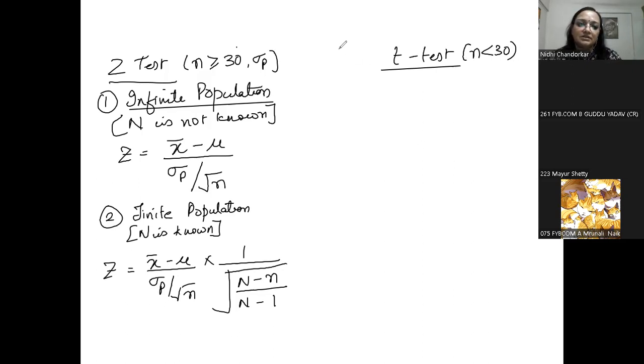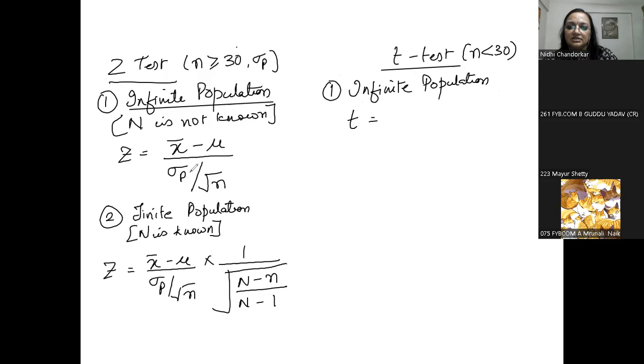So now again, in this case, the first case is if the population size is infinite. That means we do not know the population size. That means capital N is not known. So in this case, the formula is similar to Z, but only instead of sigma P, we put sigma S, that is the standard deviation of the sample. So the formula is same. Mean of the sample minus mean of the population upon standard deviation of the sample divided by square root of sample size.